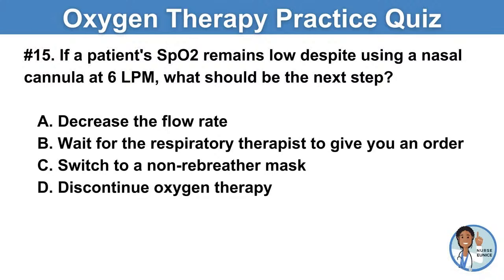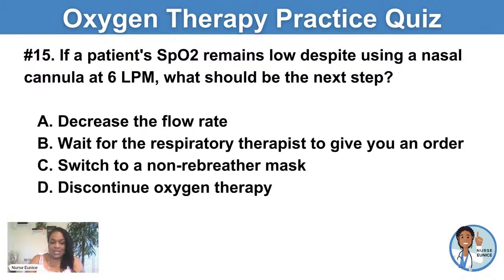Great job. Number 15, if a patient's SpO2 remains low despite using a nasal cannula at 6 liters per minute, what should the next step be? Decrease the flow rate, wait for the respiratory therapist to give you an order, switch to a non-rebreather mask, or discontinue oxygen therapy? Your patient has a low O2 sat. What are you going to do? Yes, Flossie, you have it. We're not waiting for anybody.